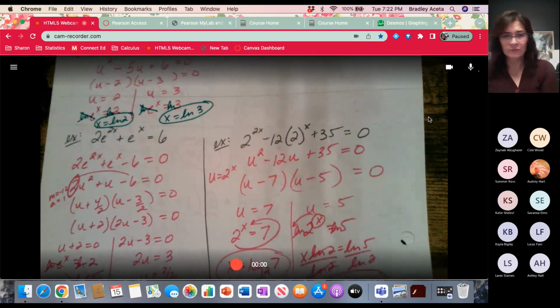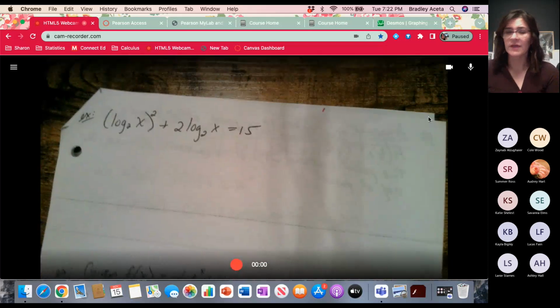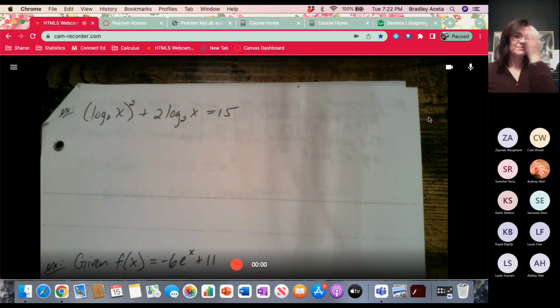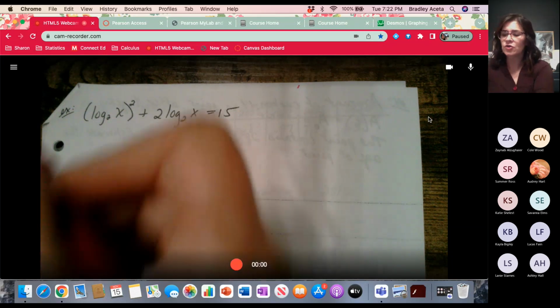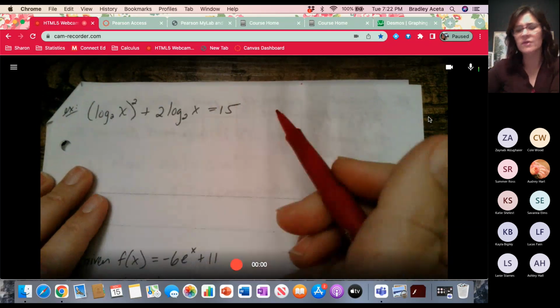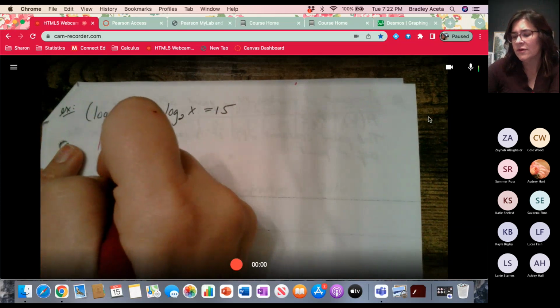Oh, wait, there's one more. I didn't realize it's on this page. Here's another one. I know I told you, I was like, wow, I really did a lot. Log base 2 of x squared plus 2 log base 2 of x equals 15. Anytime you see a squared or an e to the 2x and an e to the x in the same thing, these trinomials come up. 1, 2, 3 terms. Set them equal to 0.